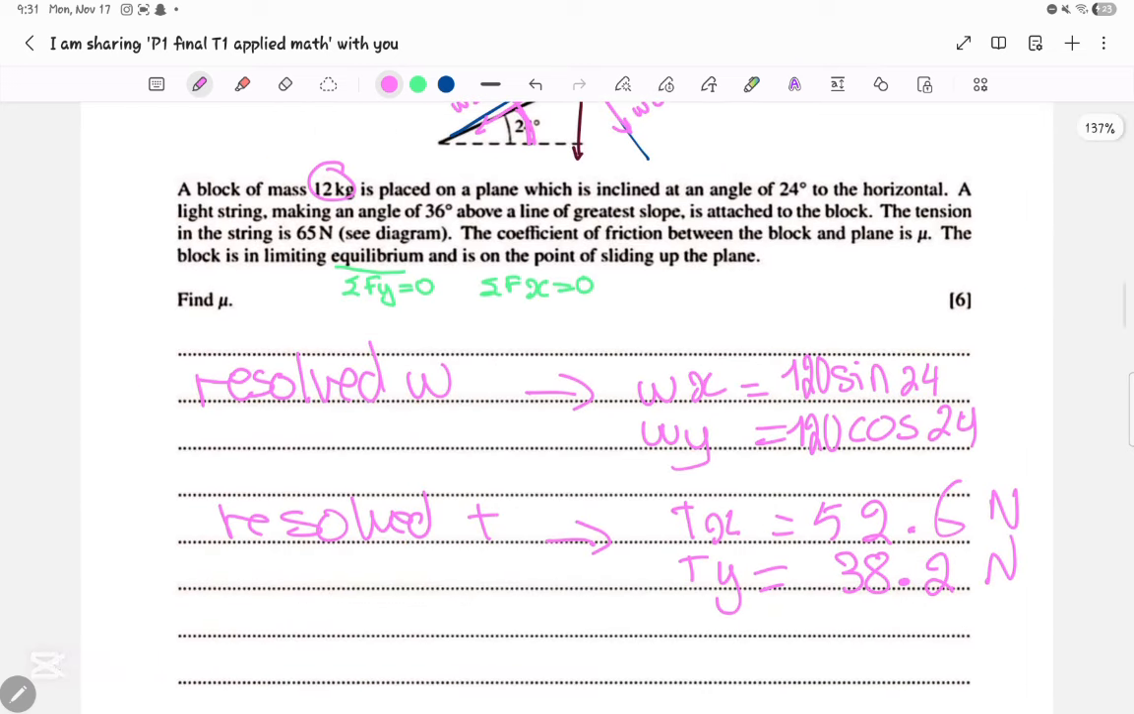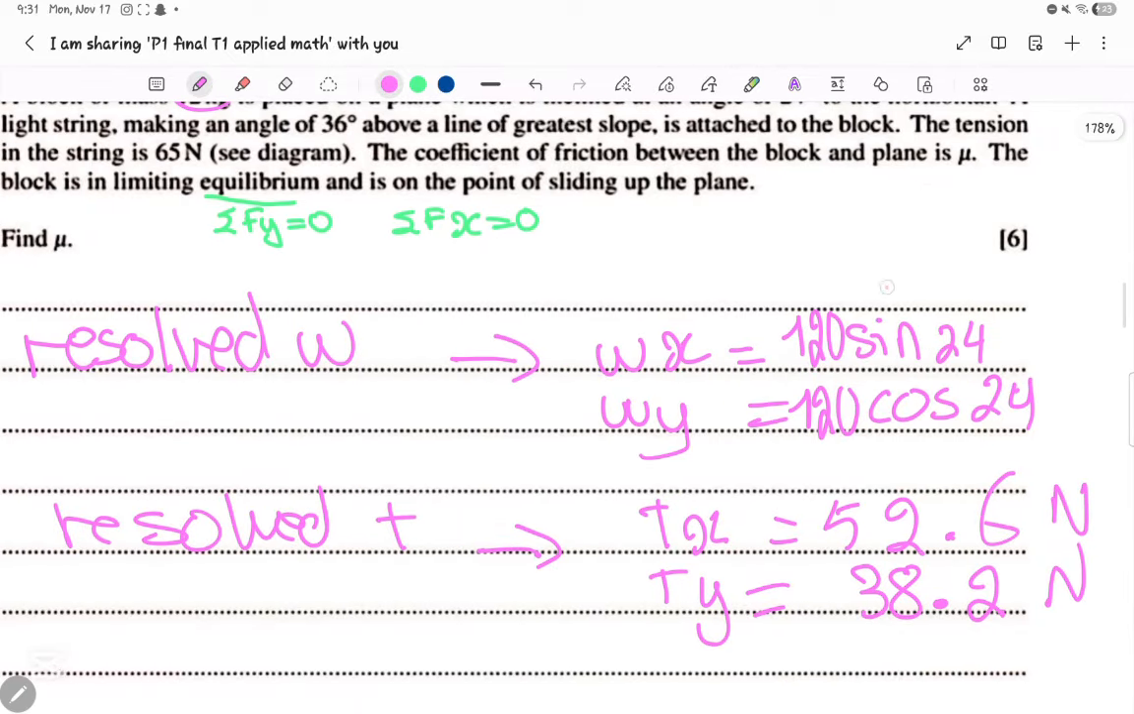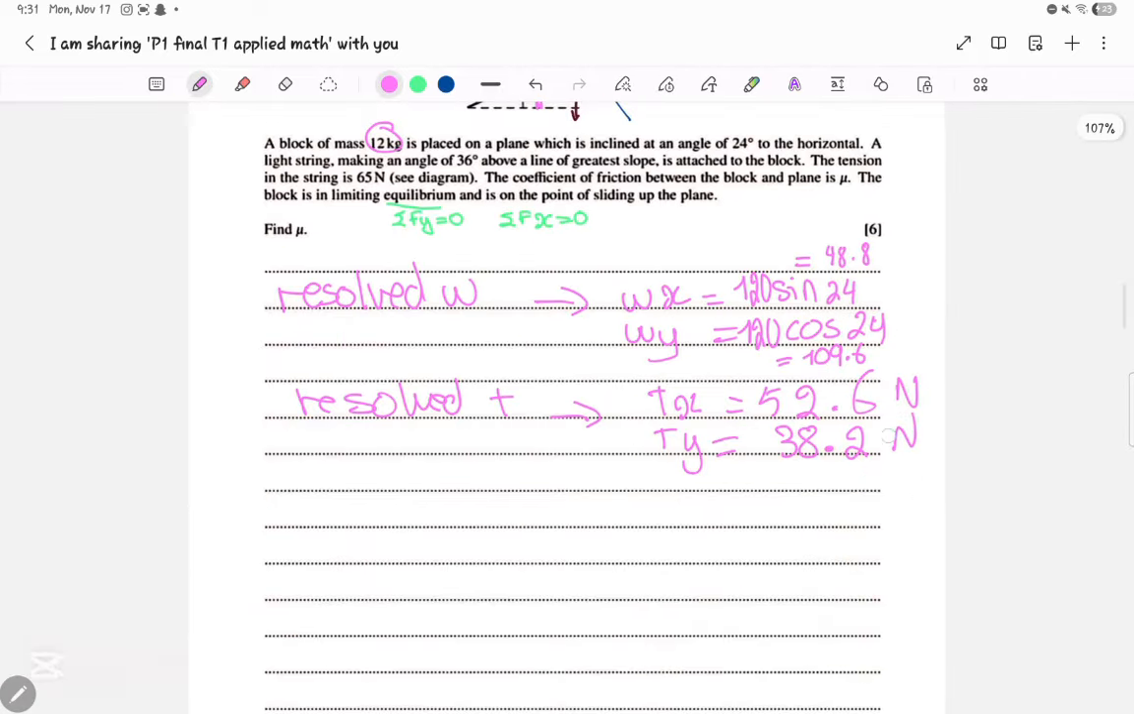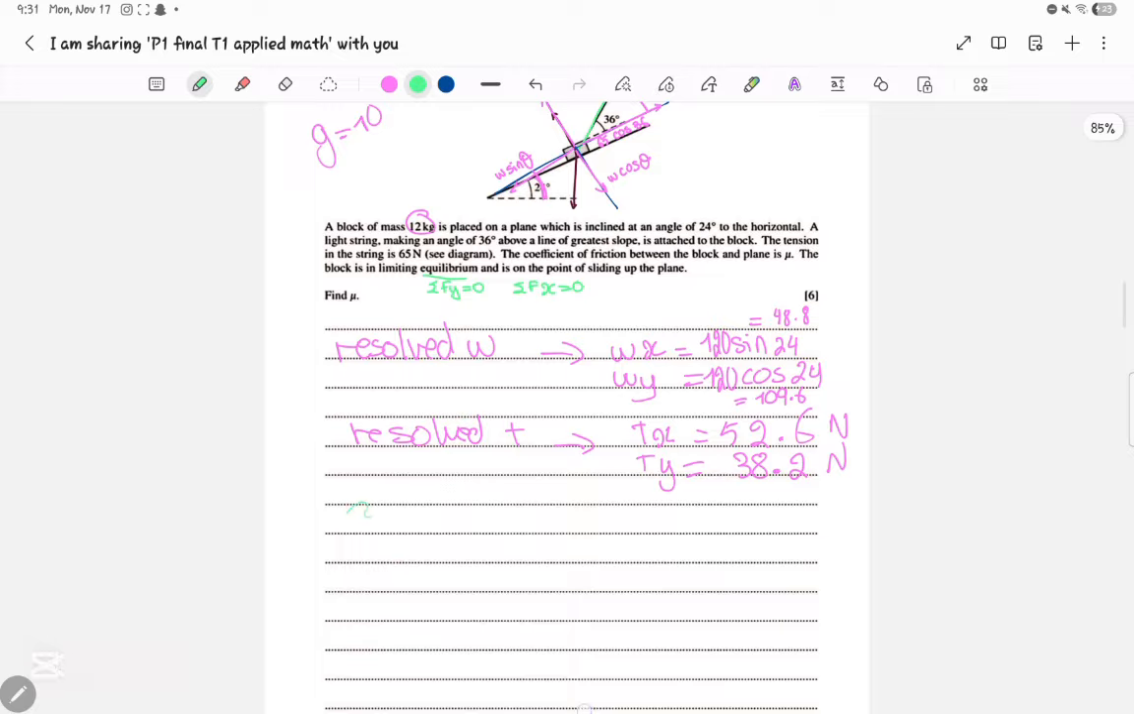What is 120 sine 24? 120 sine 24 is 48.8, right? And 120 cosine 24, how much is that? That is 109.6, okay? So now that I have them resolved, what can I now do? I can apply sigma of y equals 0, sigma of x equals 0.